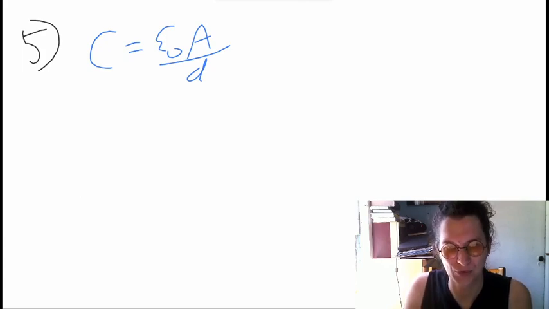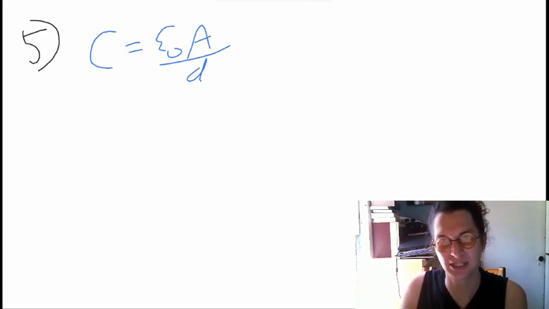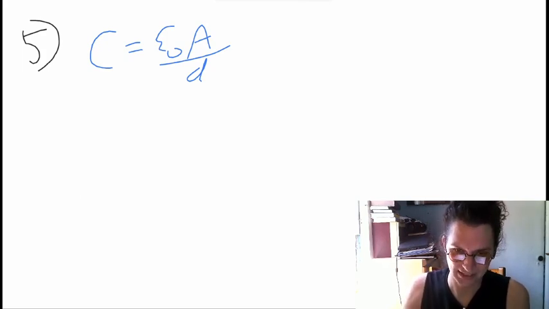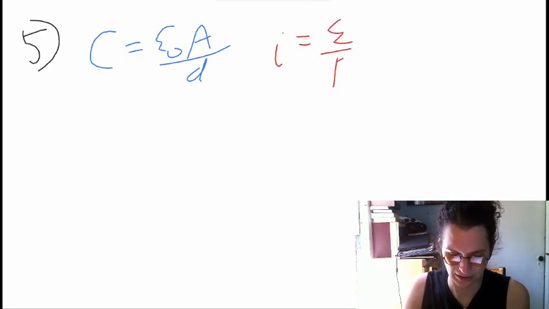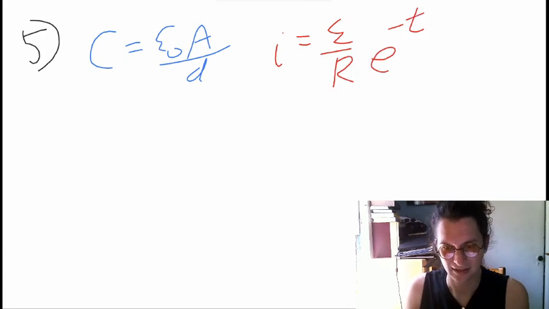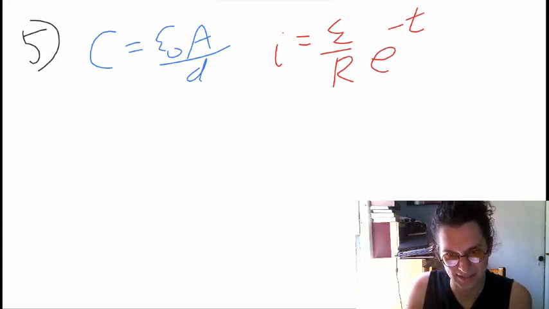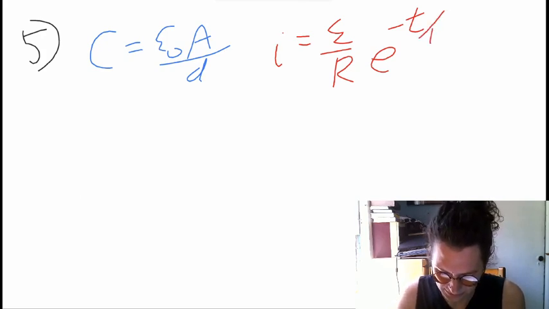So great. Ultimately, the equation that we can use for the current in an RC circuit is that the current will be equal to epsilon over R times e to the negative t over tau. Tau is R times C. So t over R times C. Okay.